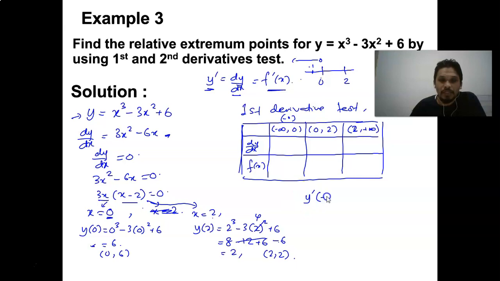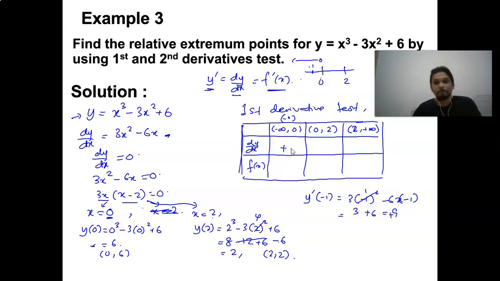Y prime with negative 1, which is 3 times negative 1 squared minus 6 times negative 1. Negative 1 squared is 1, times 3; negative 1 times negative 6 is positive 6. So 9, positive. It is positive then.